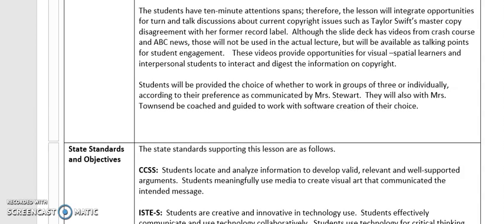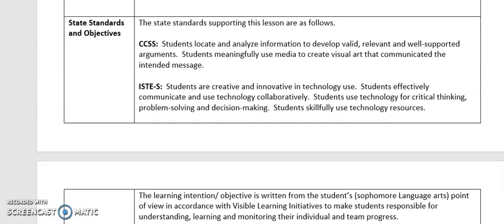Students will be provided the choice of whether to work in groups of 3 or individually according to their preferences, as communicated by Mrs. Stewart. They will also, with Mrs. Townsend, be coached and guided to work with software creation of their choice.